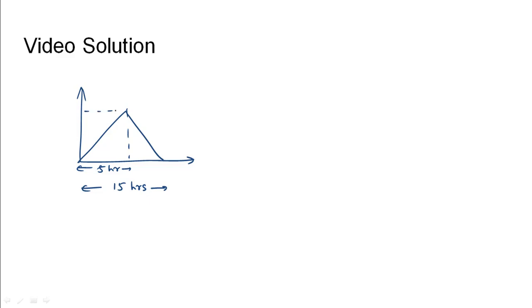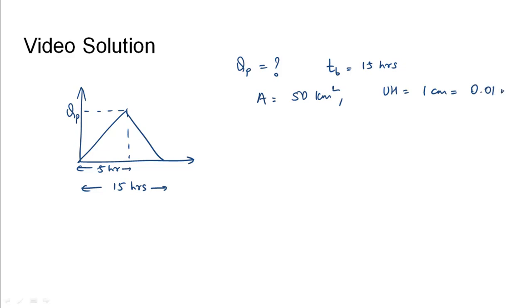So in this case it has been given that the hydrograph is triangular in shape, the peak forms at a duration of 5 hours and the base of the hydrograph is given as 15 hours. The peak discharge is mentioned as Qp, which needs to be found. The time base is 15 hours. The area of the catchment has been mentioned as 50 square kilometers and the unit hydrograph's magnitude is 1 centimeter, which will be equal to 0.01 meters.